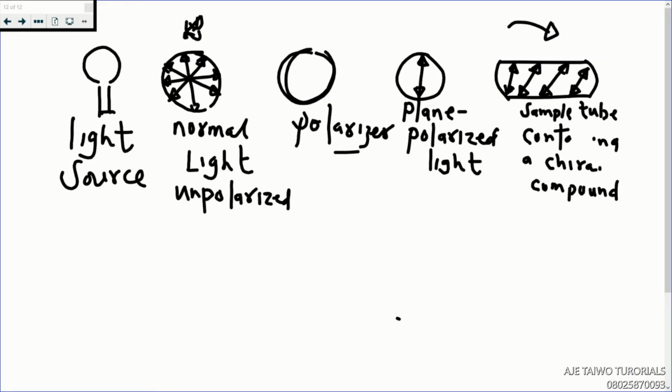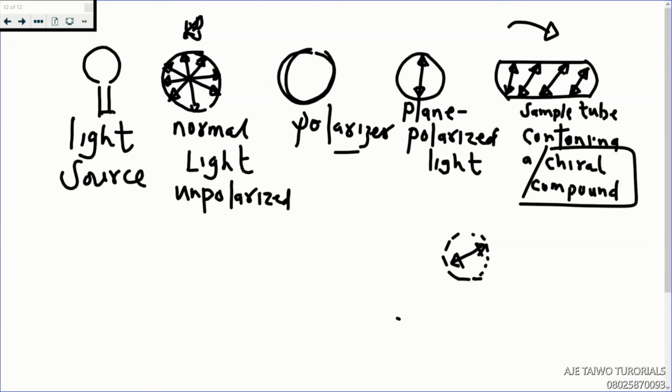What is making it rotate here? I said it is containing a chiral compound. What makes it rotate is this chiral compound inside this tube. So at the end of the day, what do I see? We see that this light has turned like this.